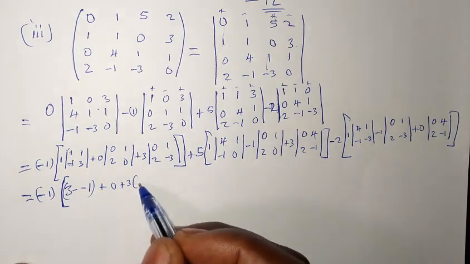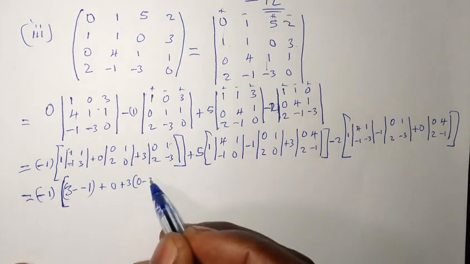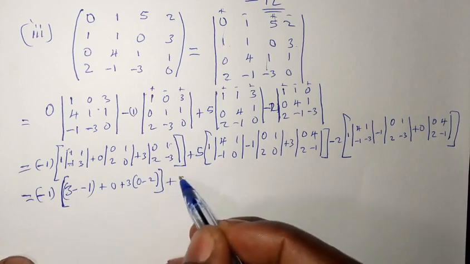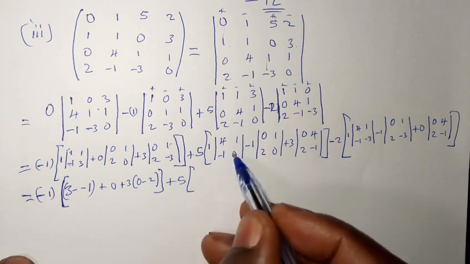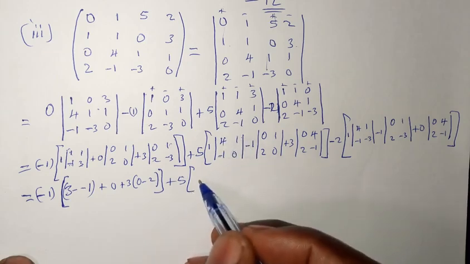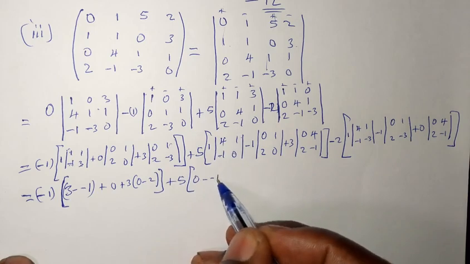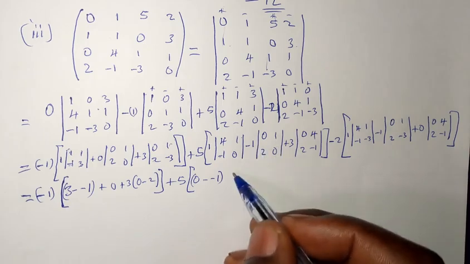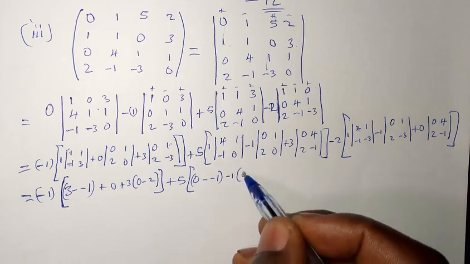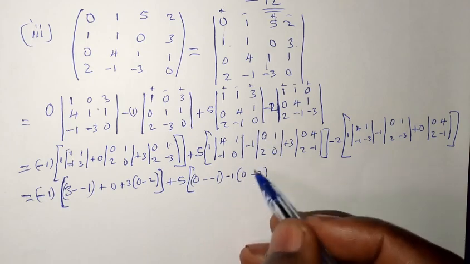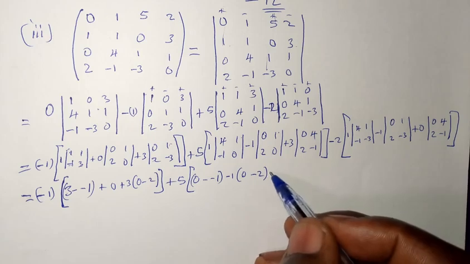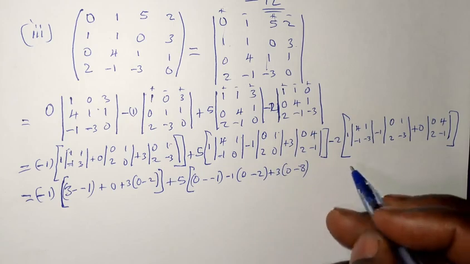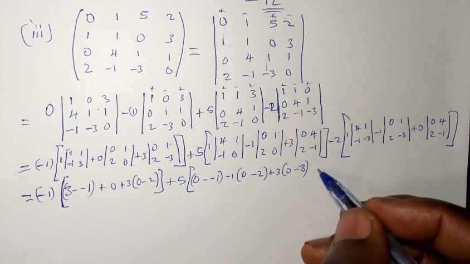This time this is 0. So 0, this time this is minus 2. So we can now close this bracket, plus 5 in bracket. This time this is 0. This time this is minus 1. So it will be 0 minus 1. Let me close that, so that we will have this one is minus 1 open bracket, 0 minus 2. Because this time this is 0, this time this is 2. Then plus 3 open bracket, 0 minus 8. Close the bracket.